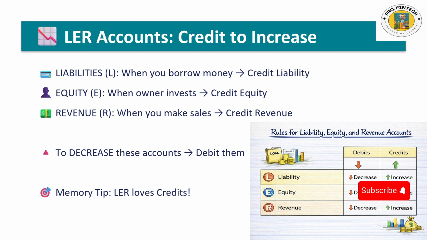Revenue: when you make sales or earn income from services, you credit revenue. This is money coming into your business. The pattern here is opposite. LER accounts increase with credits and decrease with debits. So if you take a loan, liability increases. Credit the loan account.